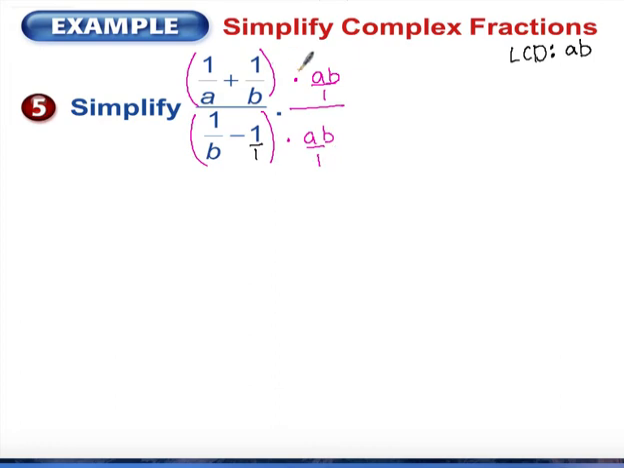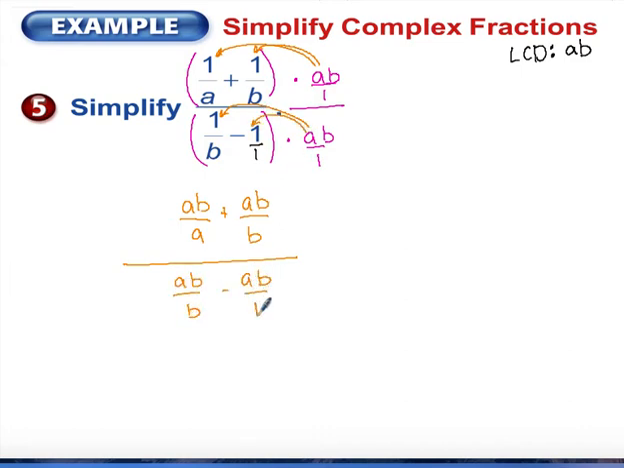All right, so now let's do my distribution. So I'm going to have AB over A plus AB over B divided by, then I'm going to distribute in the denominator, AB over B minus AB over 1. So now I can simplify anything that I can. A divided by A is 1. B divided by B is 1. B divided by B is 1. And AB divided by 1 is just AB.